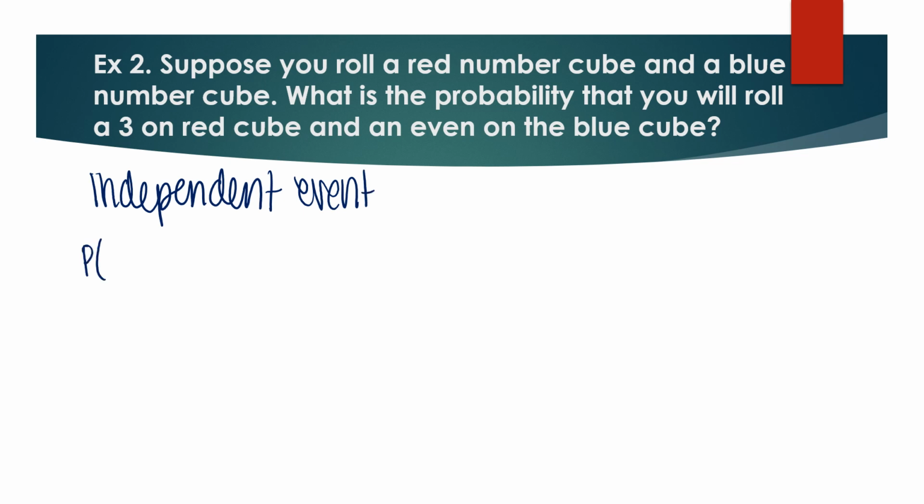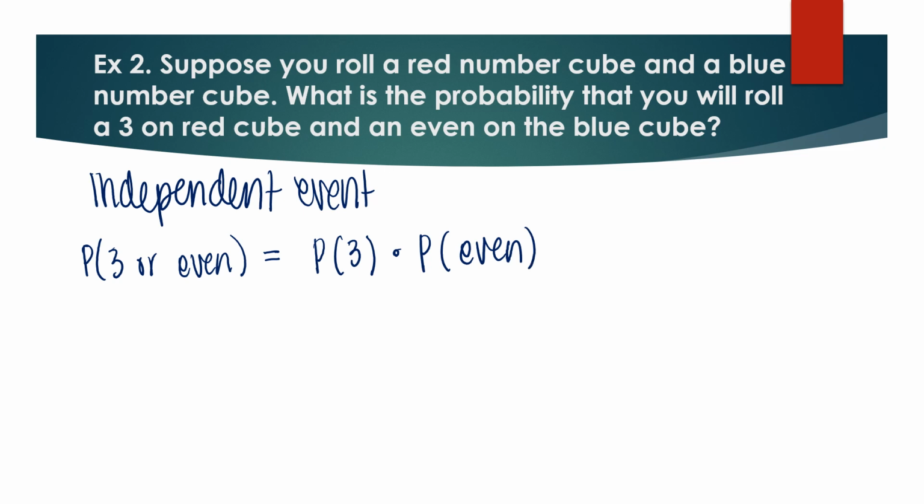And probability of 3 or even. So probability of 3 times probability of even, and then I'll kind of color code this so the 3 was on the red and the even was on the blue.